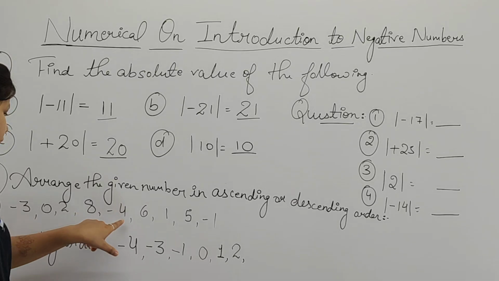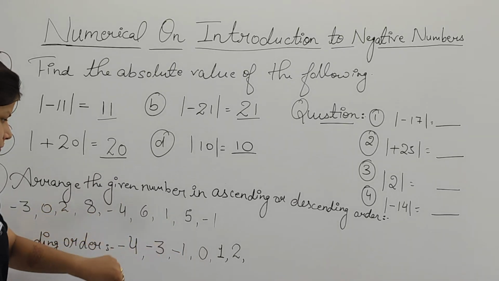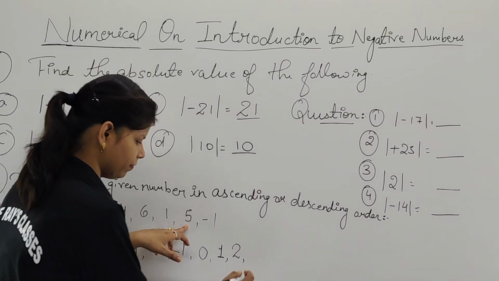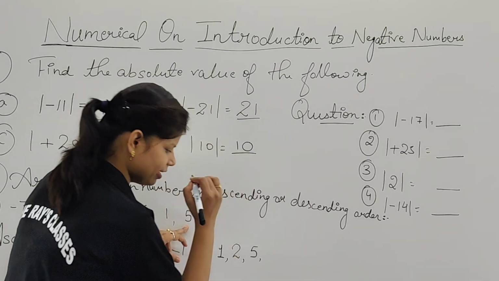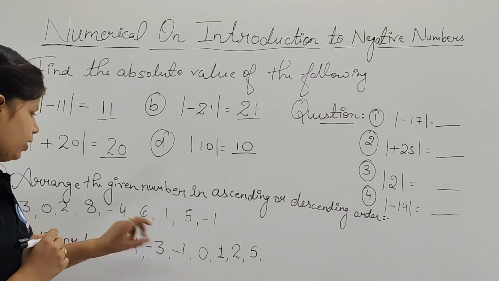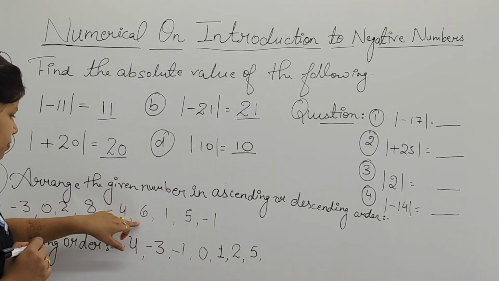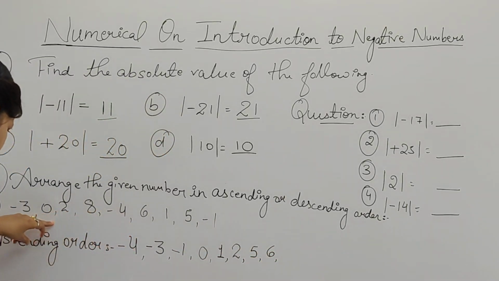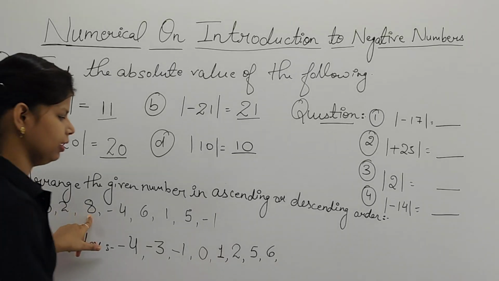Understood now? Next, we don't have positive 3, and we don't have positive 4 also, then we have 5. So we are going to write 5 as well. Clear? Next, after 5, we have 6 also, so we write 6 next, and we don't have 7 in this series, so we write 8.